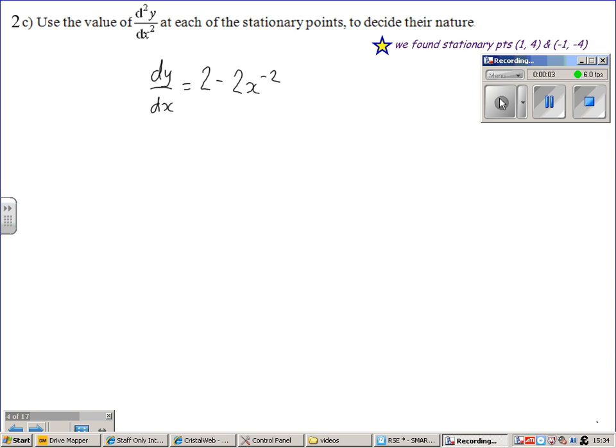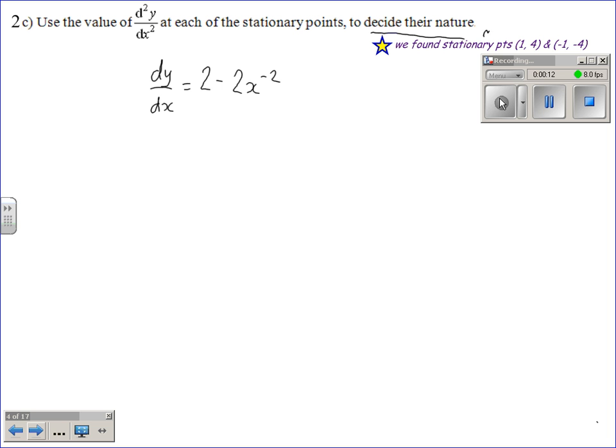Okay, for question 2c, we're using the values of the second derivative at each of the stationary points to decide their nature. What it's really asking when it says to decide their nature is we want to know if they're maximums or whether they're minimums.